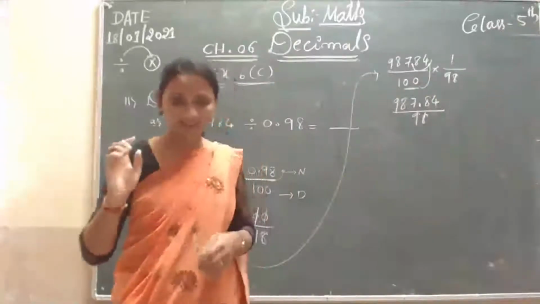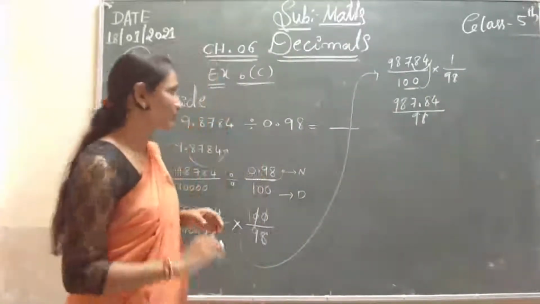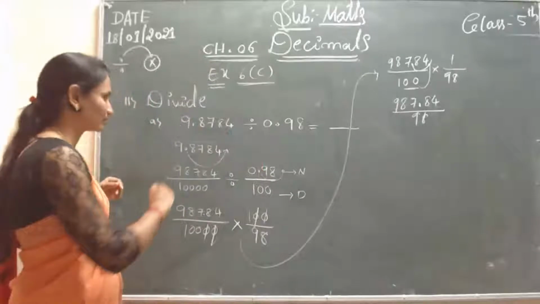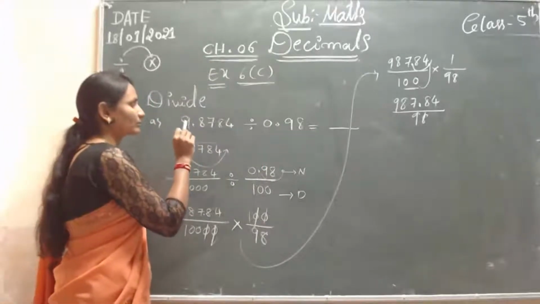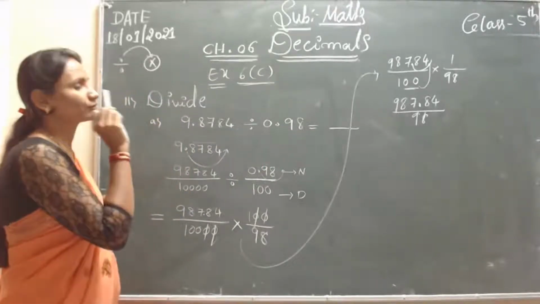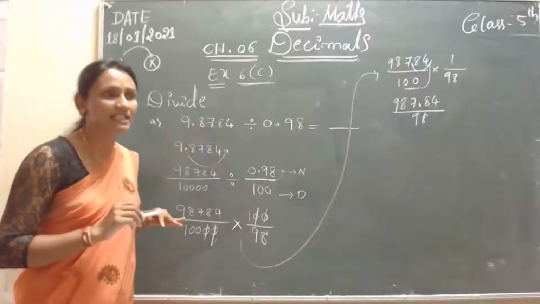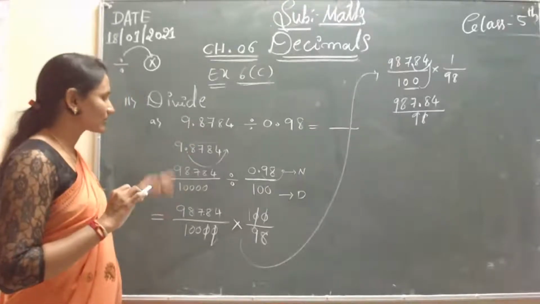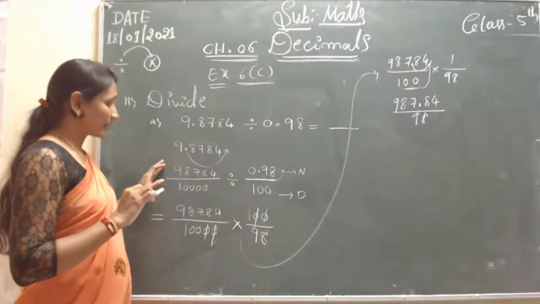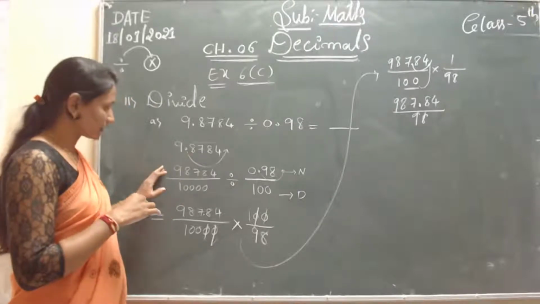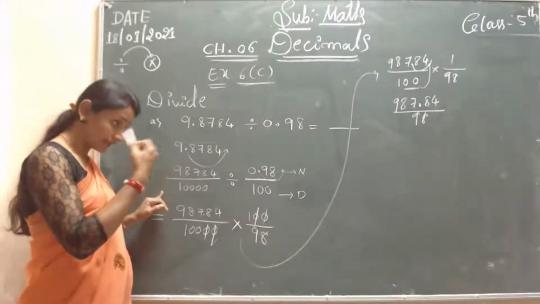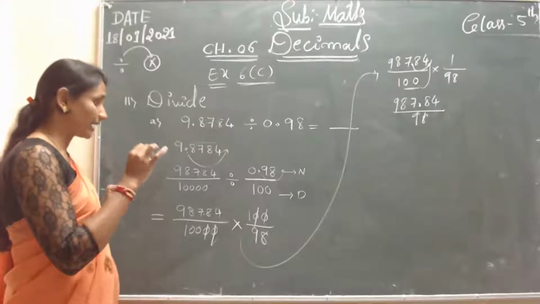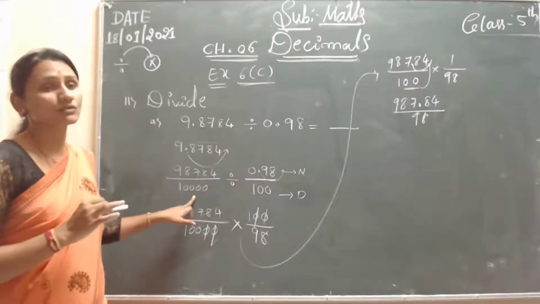Students, one second, I will repeat. Can you see the first step? First, you can observe the numbers. You are given 9.8784. After the point, how many numbers? It is four numbers, so I will write the number as 98,784 upon 10,000.